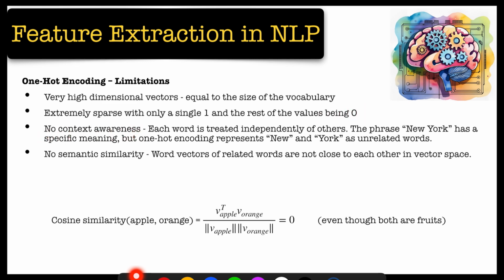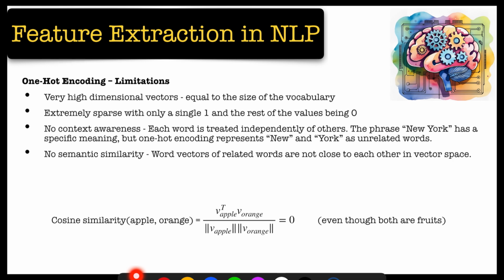No context awareness. Each word is treated independently of others. Let's say the phrase New York has a specific meaning, right? But one-hot encoding represents New and York as unrelated words. No semantic similarity. Vectors of related words are not close to each other in vector space.